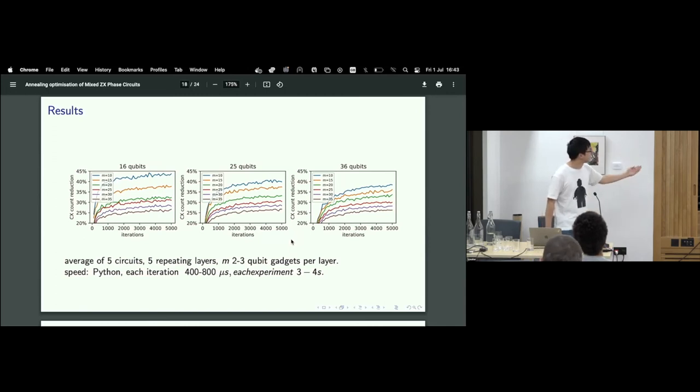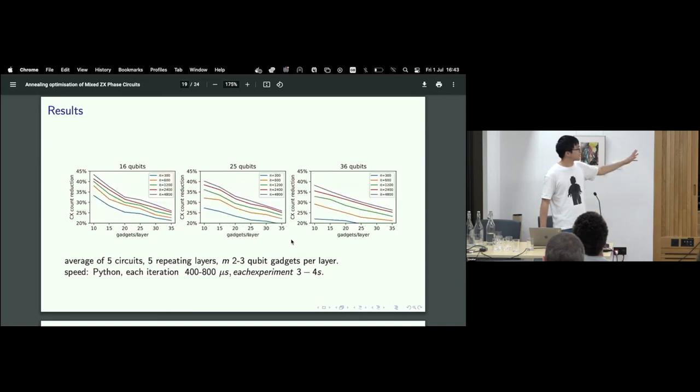You can tell that the more annealing you do, the more optimization is done. And that's basically it. This is actually quite fast in Python. We wrote this library in Python, and each annealing iteration took 400 to 800 microseconds. So each data point took no more than 3 seconds to do. Each experiment took no more than 3 seconds in total.